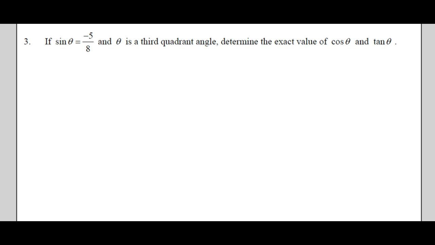Number 3: if sine theta is negative 5 over 8 and theta is a third quadrant angle, determine the exact value of cos theta and tan theta. Now they're giving us sine theta. So which quantities are we getting out of x, y, and r? We're getting y and r. And what do we know about y in this case? Negative 5.